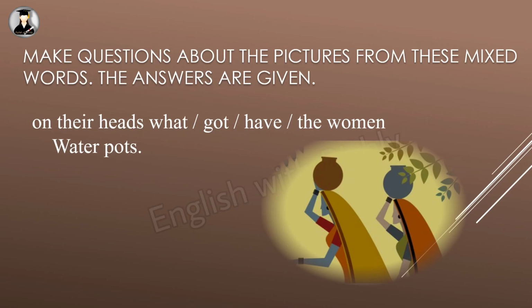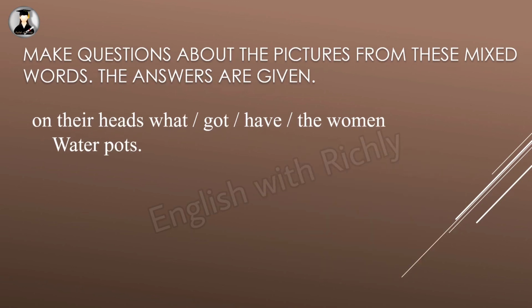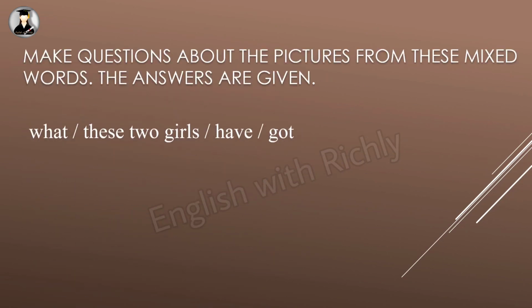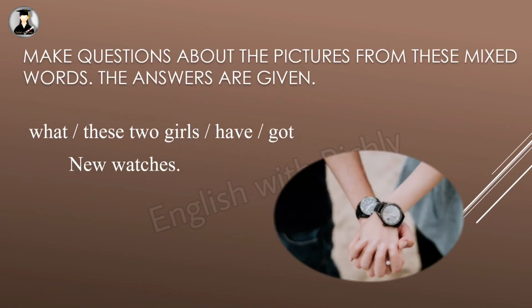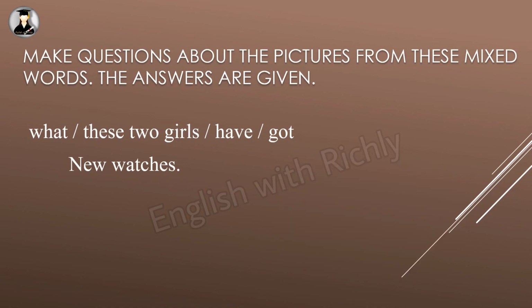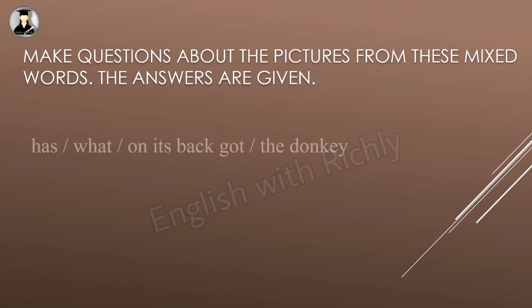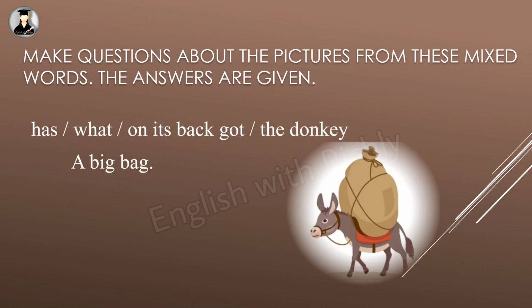WH question word what, helping verb have. What have the women got on their heads? Water pots. What these two girls have got? New watches. WH question word what, helping verb have. What have, subject these two girls. What have these two girls got? Answer, new watches. Has what on its back got the donkey a big bag? WH question word what, helping verb has. What has the donkey got on its back? Answer, a big bag.